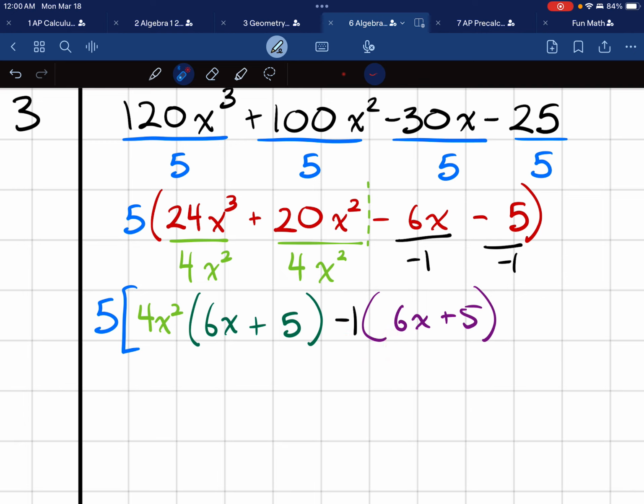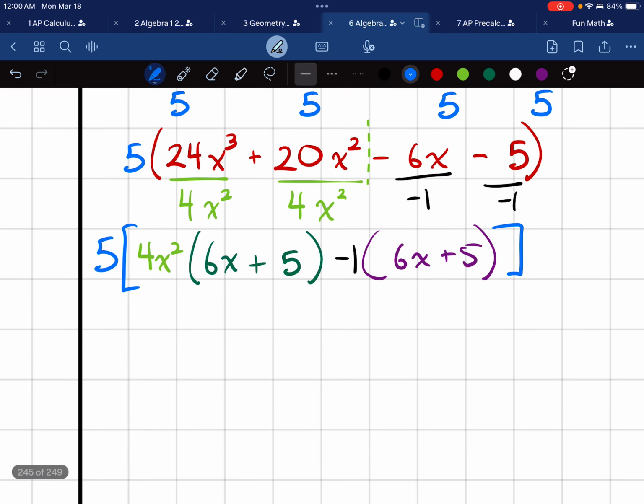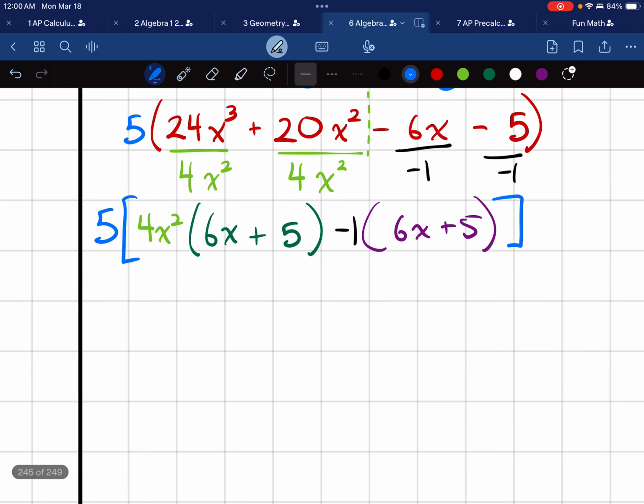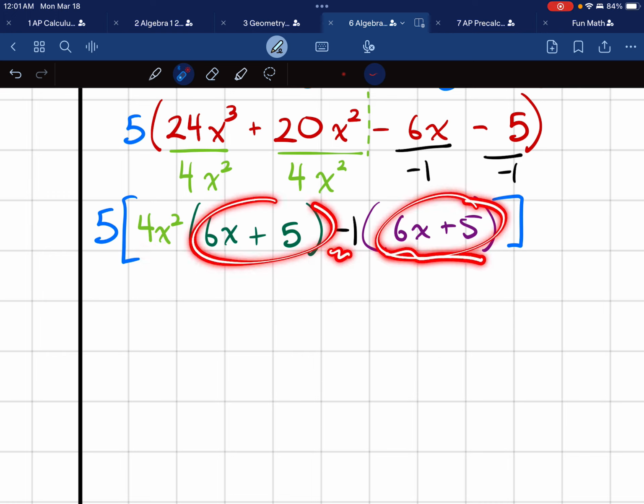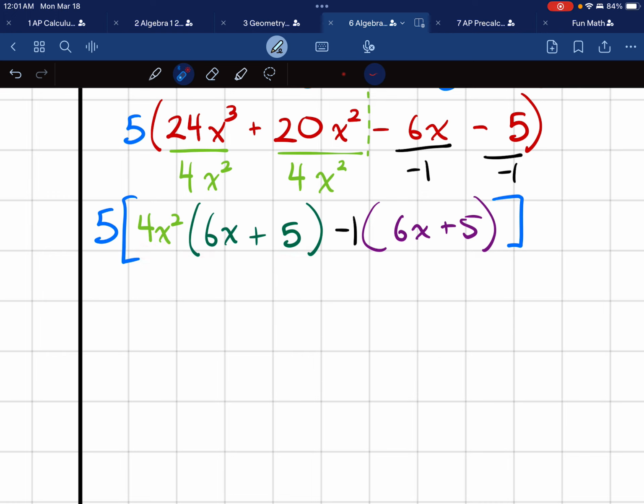And here's another trick that you might need. If you can't factor out anything, just write a plus 1. I can't factor out anything, so I'm going to write a plus 1. All right, so with that, let's go ahead and end the brackets here and see the groups. The groups are 4x squared of the 6x plus 5 and negative 1 of those 6x plus 5. Again, these have to match, otherwise factoring by grouping does not work.